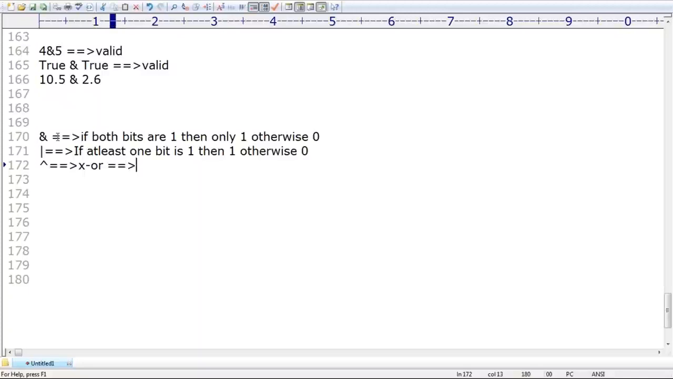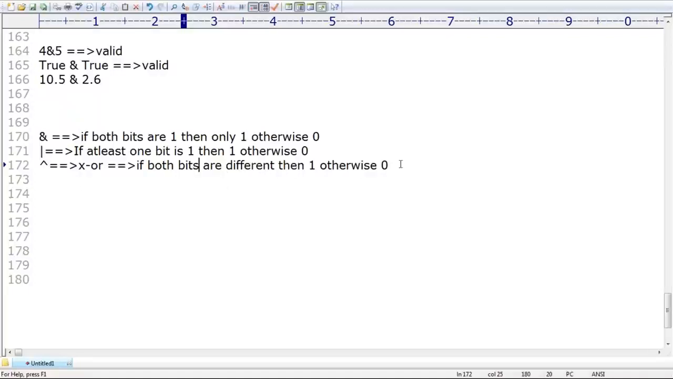Means if both arguments are different. If the first one is 1, second one is 0. If the first one is 0, second one is 1. If both arguments are different, then 1, otherwise 0. Make sure, if both the bits are different, then 1, otherwise 0.